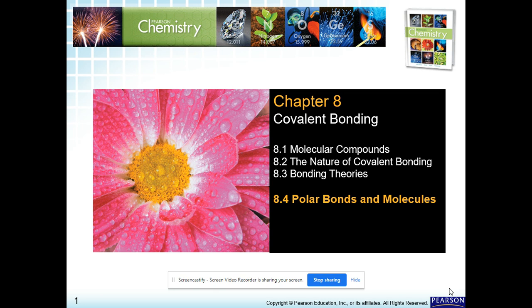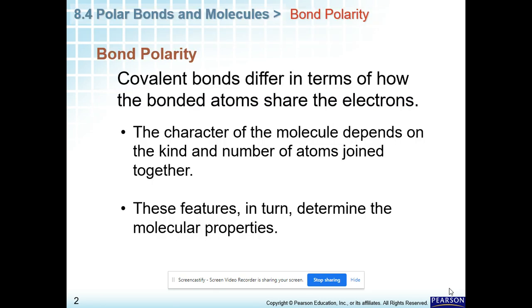So first we have to go over what is polar versus nonpolar. We know that covalent bonds are whenever atoms share electrons between them. Now the way they share them can differ. They can share them equally or they can share them unequally. This is going to depend on the kind of atoms that are involved and how many are bonded together. These determine certain molecular properties. Today we're going to talk about polar versus nonpolar, and a specific property that comes to mind is solubility. How easily do things dissolve in water? That's going to depend on whether it is polar or nonpolar.